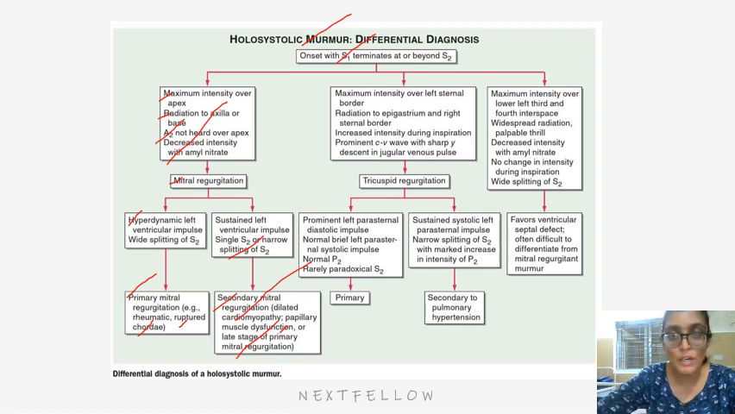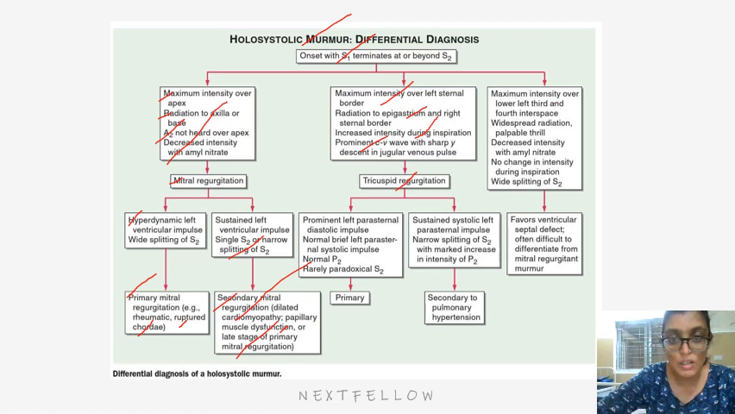Now, if the holosystolic murmur has maximum intensity over left sternal border, radiation to epigastrium and right sternal border, increased intensity during inspiration, and prominent CV wave and sharp Y descent of jugular venous pressure, it is tricuspid regurgitation. So now, in the tricuspid area, if it is heard, it is tricuspid regurgitation. The right-sided murmur usually increases during inspiration and left-sided murmur increases during expiration.